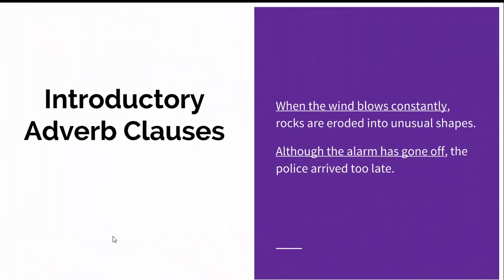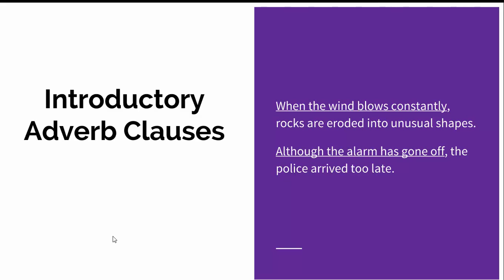Let's look at introductory adverb clauses. Very, very similar to the introductory phrases. Remember, an adverb tells us to what extent. So adverb clauses are going to tell us when or where, to what extent. So when the wind blows constantly, rocks are eroded into unusual shapes. When the wind blows constantly is an adverb clause. It's answering our question when it happens, and so we need a comma after the word constantly.